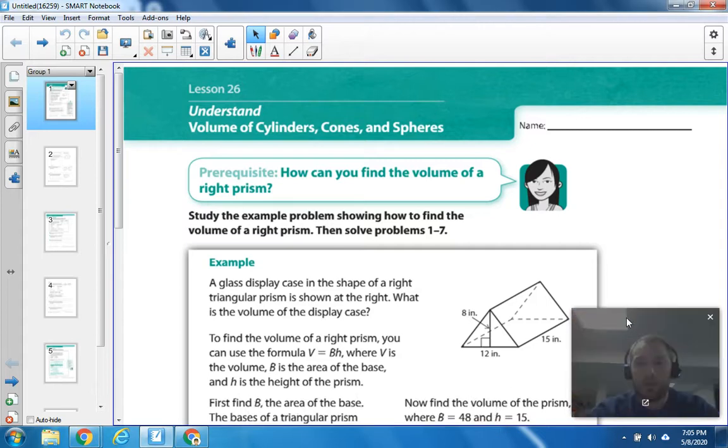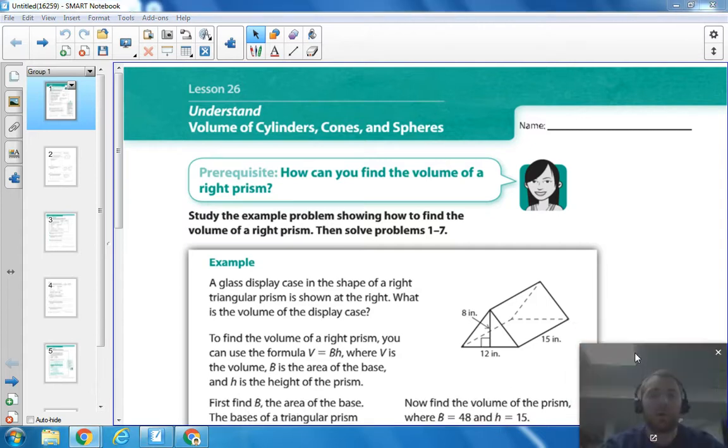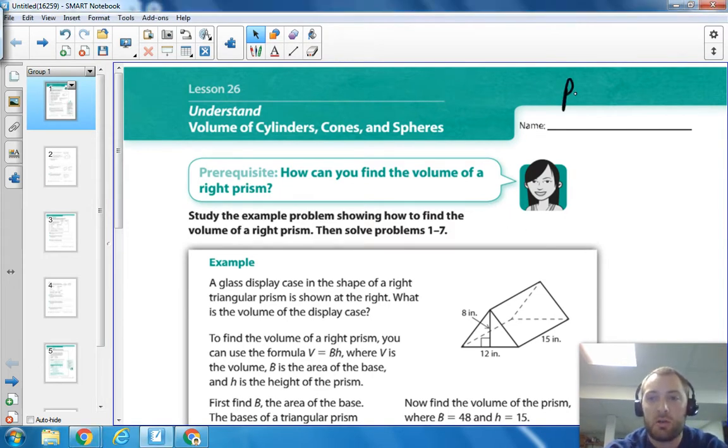Hey everybody, here's a quick homework help video for section 26.1, day one. This is in your practice book, pages 261 to 262. So let's start with this first problem.